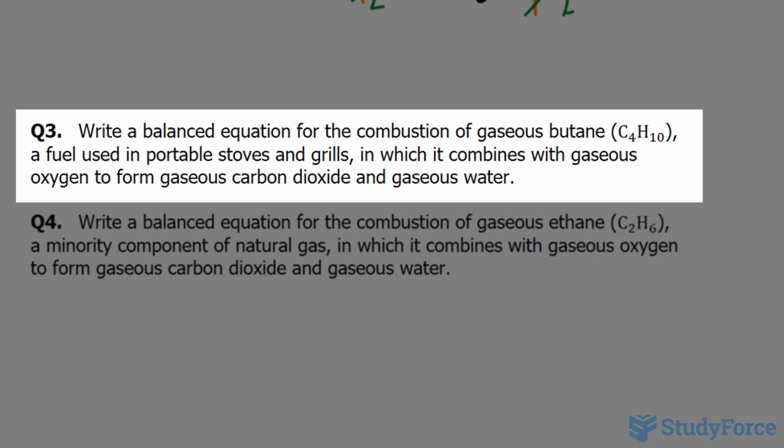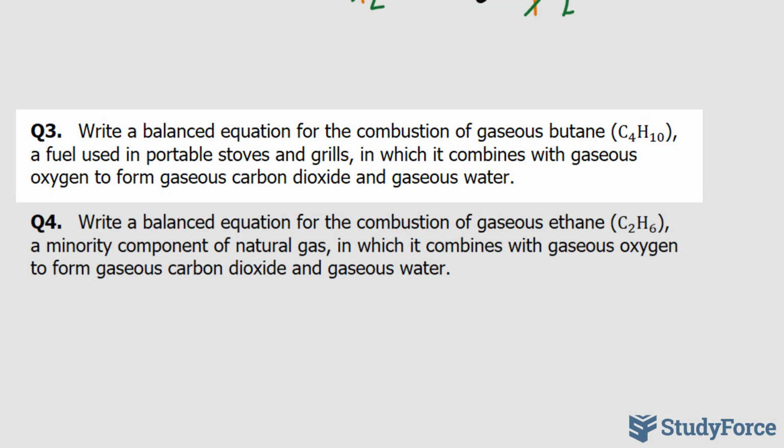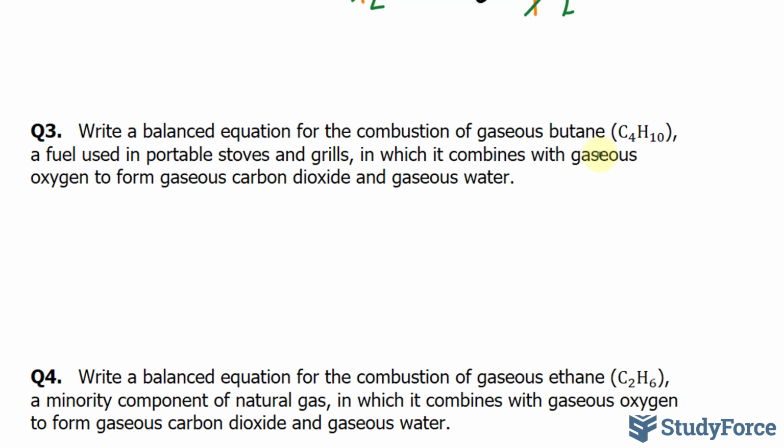In question 3, they ask us to write a balanced equation for the combustion of gaseous butane, which has the chemical formula C4H10, a fuel used in portable stoves and grills, in which it combines with gaseous oxygen to form gaseous carbon dioxide and gaseous water. I'll start off by writing out butane's formula. We have C4H10, and this combines with oxygen to form carbon dioxide gas and water vapor, H2O.